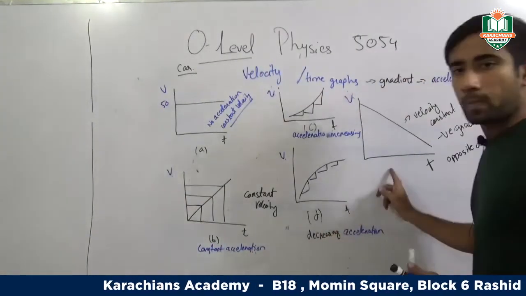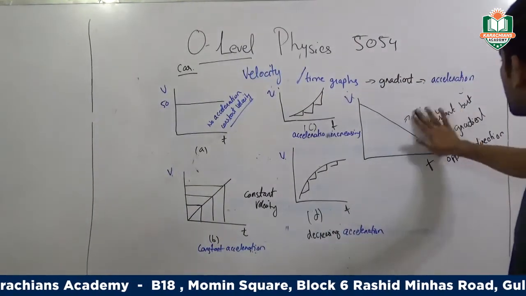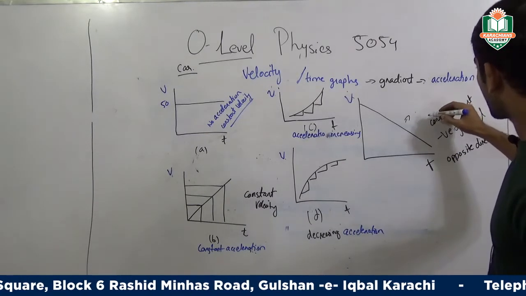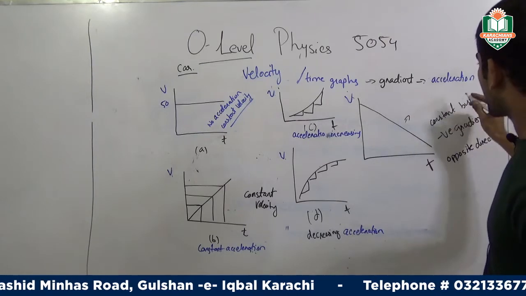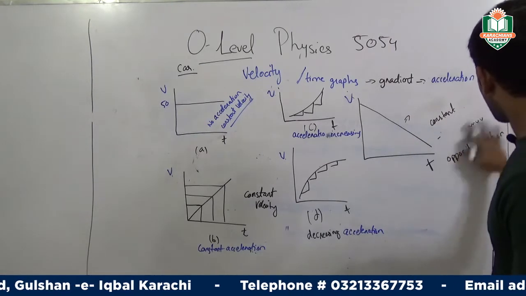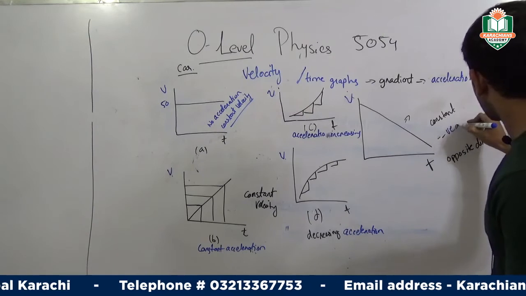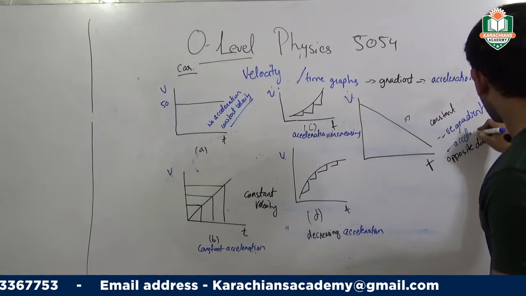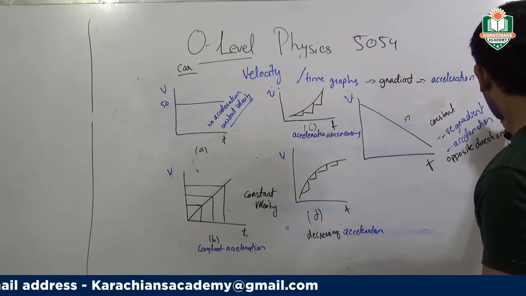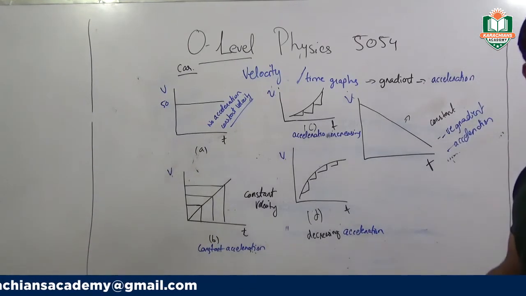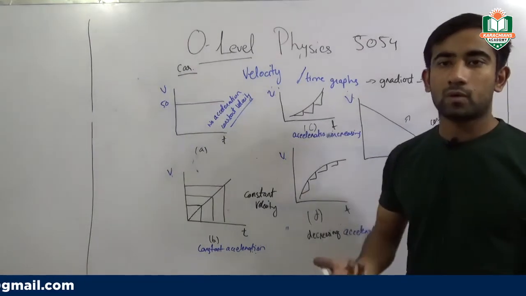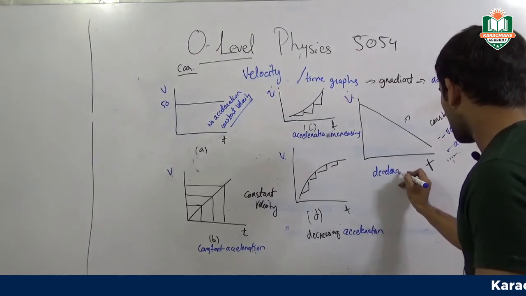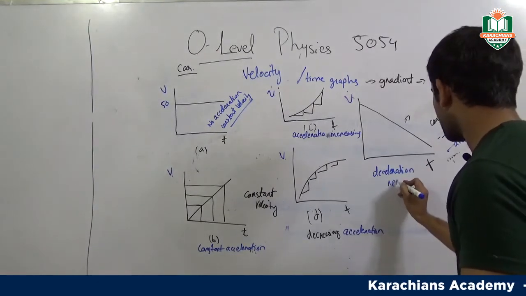And for this case, we see that the gradient, again, this velocity is not constant. Velocity is decreasing constantly with respect to time, and we'll say that the gradient is negative. So we'll get negative acceleration, and we have already discussed that negative acceleration gives us deceleration. Okay, so this is the graph of deceleration, or we can say this is the graph of retardation.